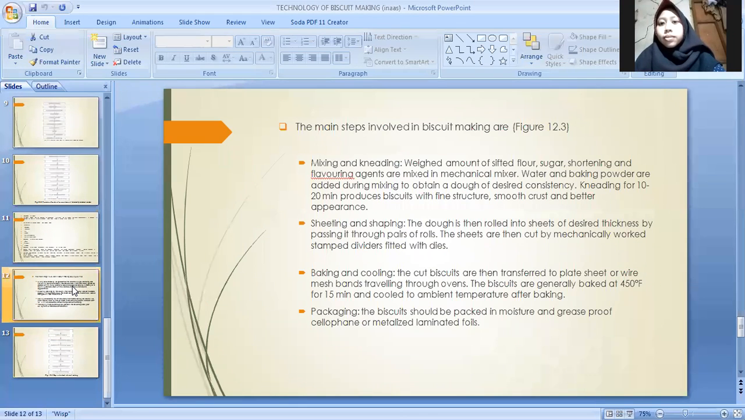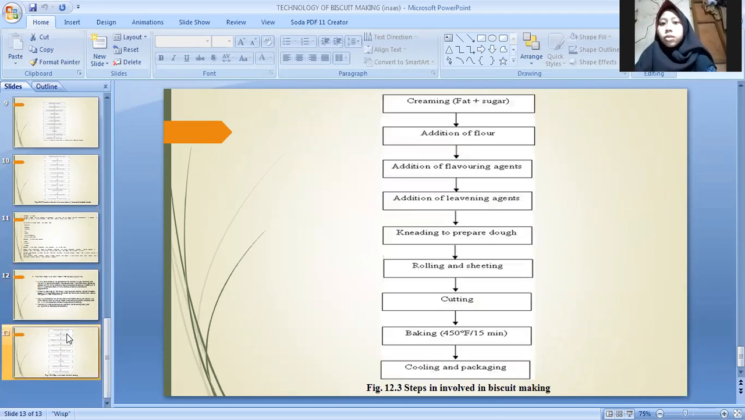Next. The main steps involved in biscuit making consist of mixing and kneading, sheeting and shaping, baking and cooling, and the last, packaging. Next. This is figure 12.3, steps involved in biscuit making.